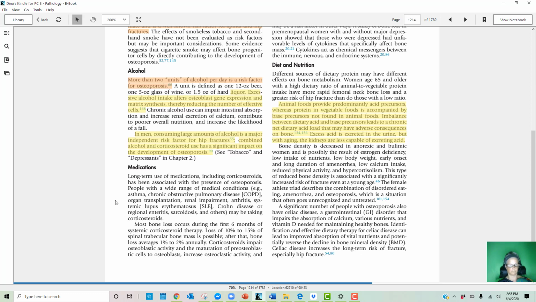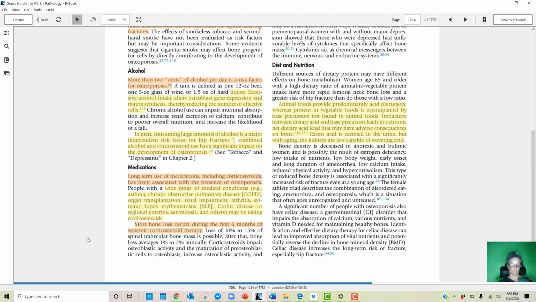Medications. Long-term use of medications, including corticosteroids, has been associated with the presence of osteoporosis. People with a wide range of medical conditions, for example, asthma, chronic obstructive pulmonary disease, COPD, organ transplantation, renal impairment, arthritis, systemic lupus erythematosus, SLE, Crohn's disease or regional enteritis, sarcoidosis, and others, may be taking corticosteroids. Most bone loss occurs during the first 6 months of systemic corticosteroid therapy. Loss of 10% to 15% of spinal trabecular bone mass is possible. After that, bone loss averages 1% to 2% annually.